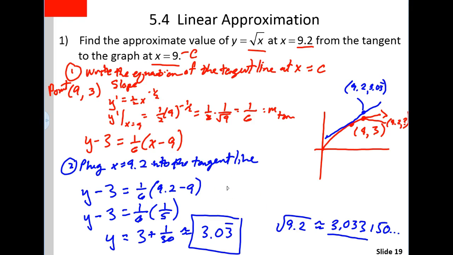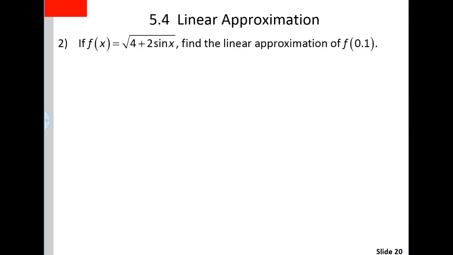So now, another problem, very similar. Slide number 20. Same idea, but a little bit different. All right, so it says, if f of x is the square root of 4 plus 2 sine x, find the linear approximation of f of 0.1.